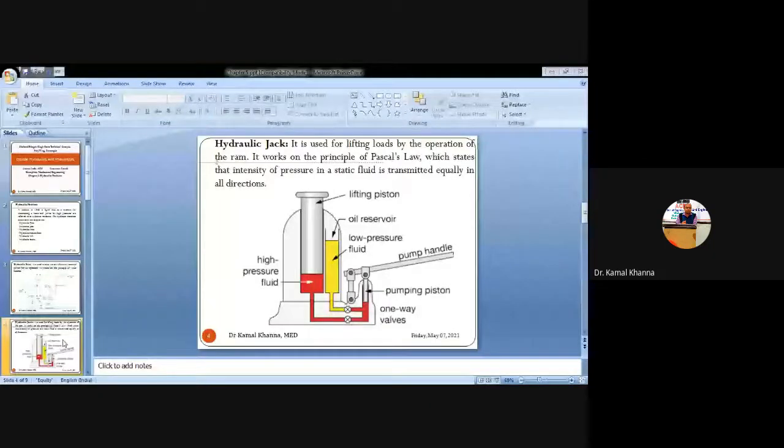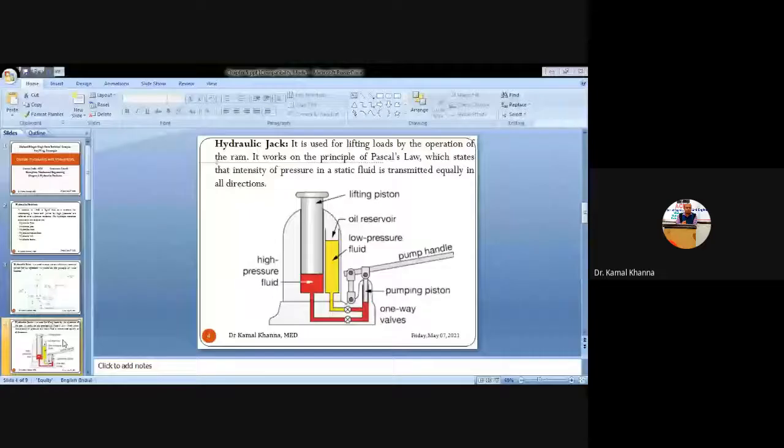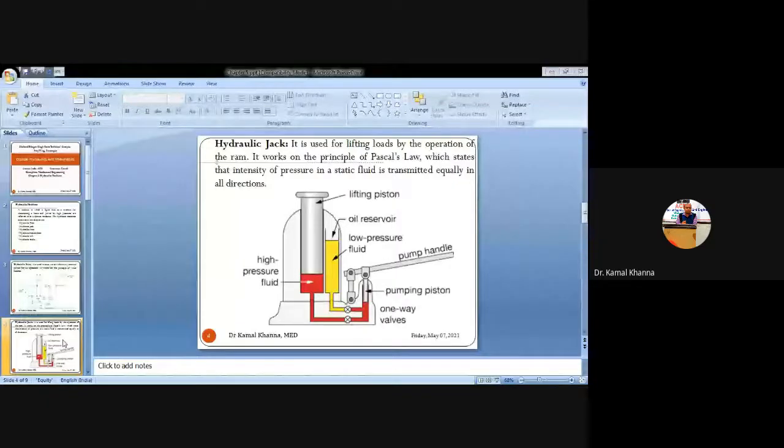This hydraulic jack basically works on the principle of Pascal's law, which states that the intensity of pressure, when the fluid is at rest, is transmitted equally in all directions. Let us say we have an air bubble within the water in a beaker, and it is at rest. Whenever the fluid is at rest, the intensity of pressure is equal in all directions. In a similar way, that principle is helpful in designing the hydraulic jack.